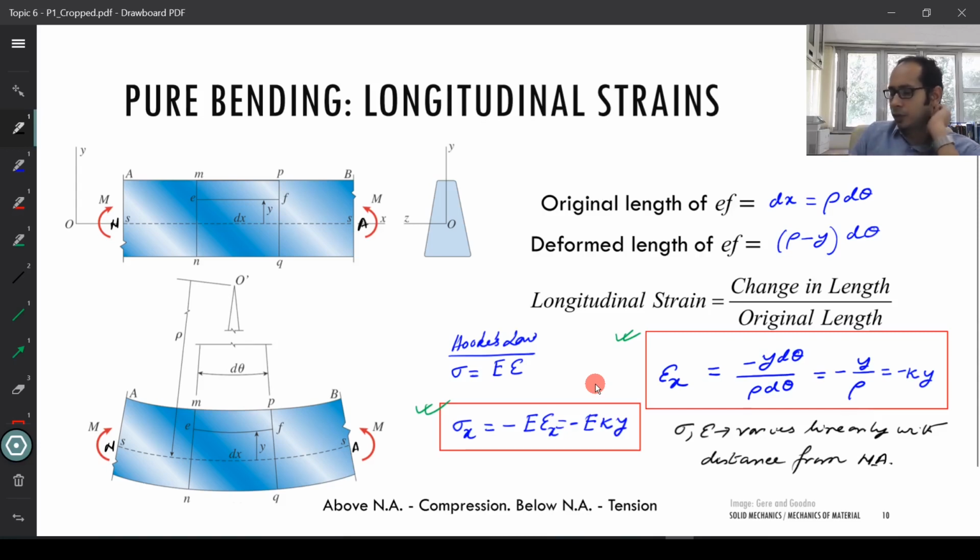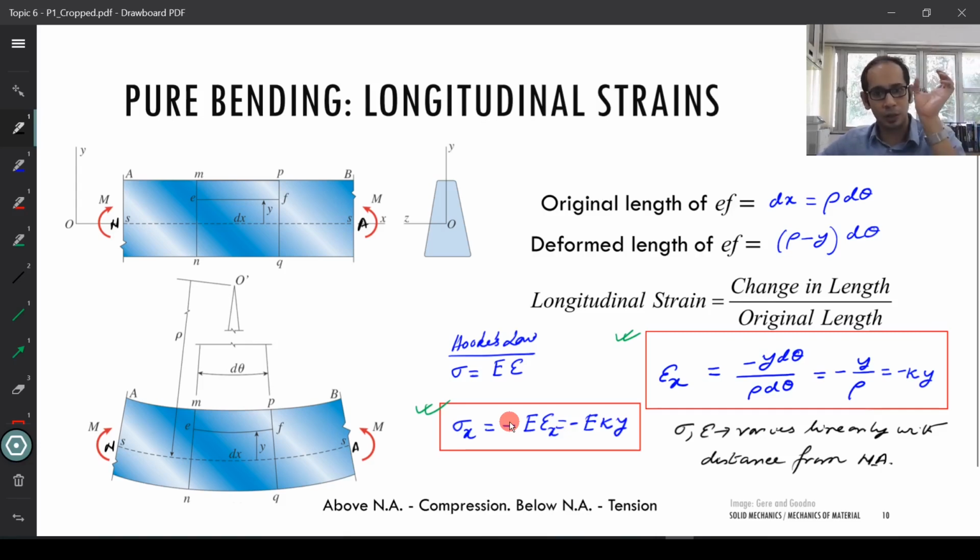Right? Now, the important thing to note over here is that when y equals 0, and remember y is the distance from the neutral axis, when y equals 0, then your strain is 0, stress is 0. So at the neutral axis, no stress, no strain, and that is the reason why the neutral axis does not undergo any contraction or elongation. It just stays what it is.